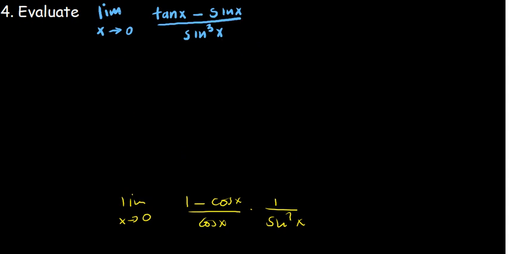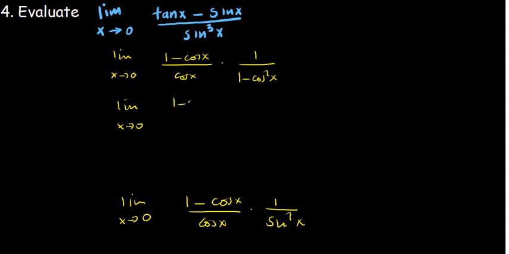Now from here we are going to get the limit as x approaches 0 of (1 minus cos x) divided by cos x, multiplied by 1 divided by sine squared. We know that that is the same as 1 minus cos squared x. So this will give us the limit as x approaches 0 of (1 minus cos x) divided by cos x, and then I can factorize out the 1 minus cos squared. That will be (1 plus cos x), and then (1 minus cos x).